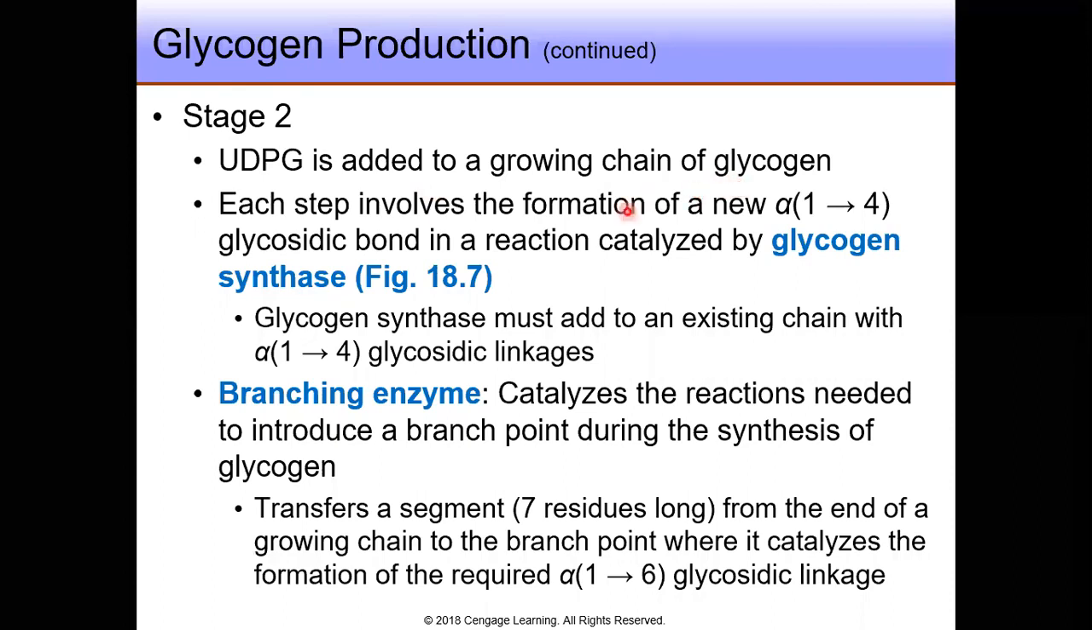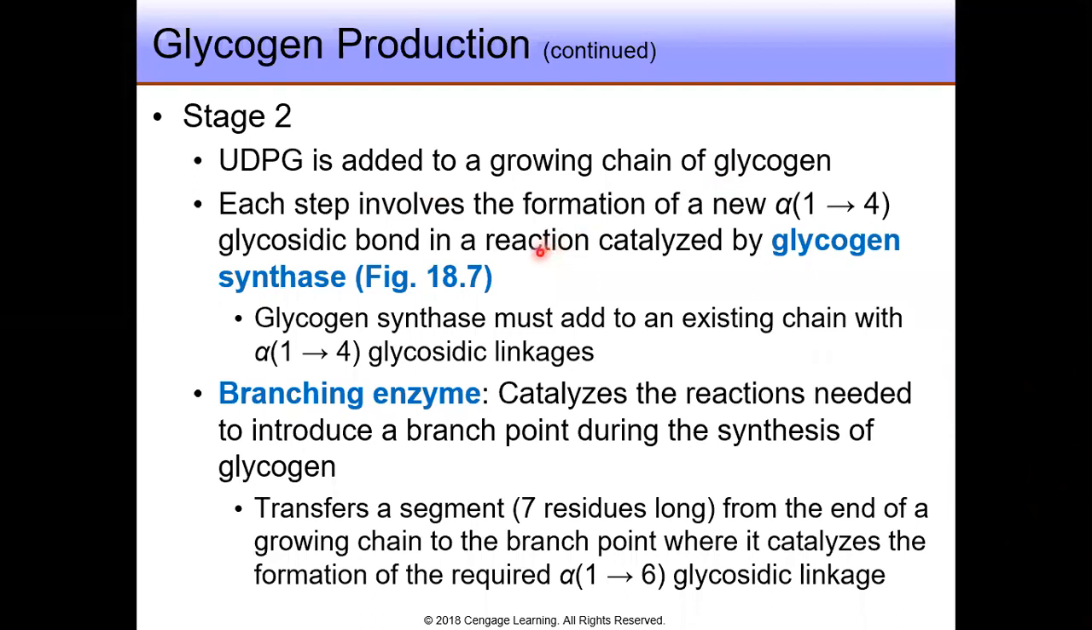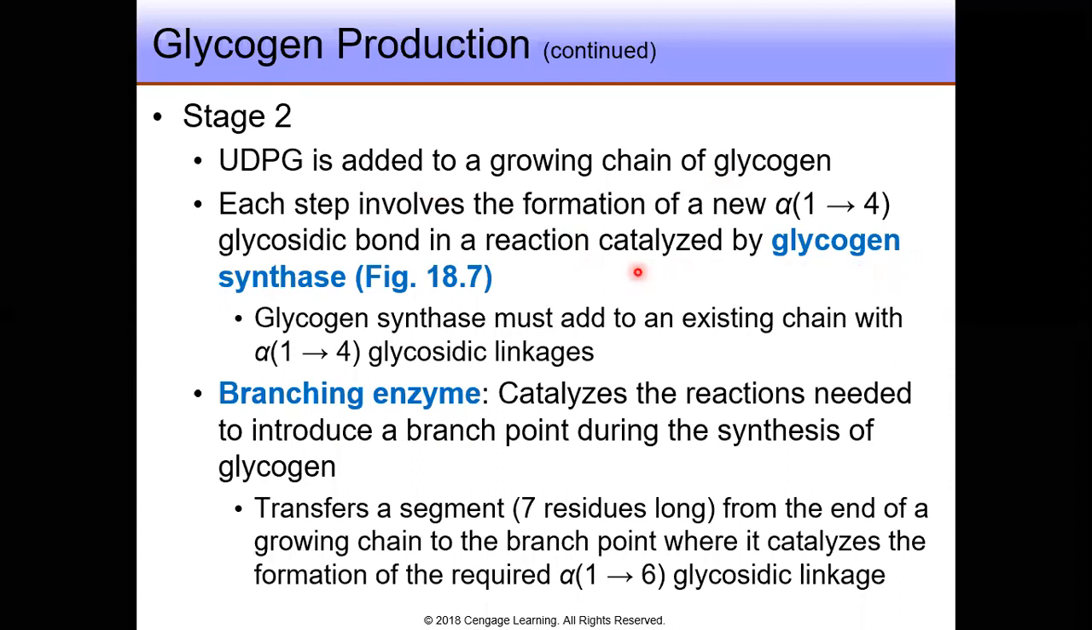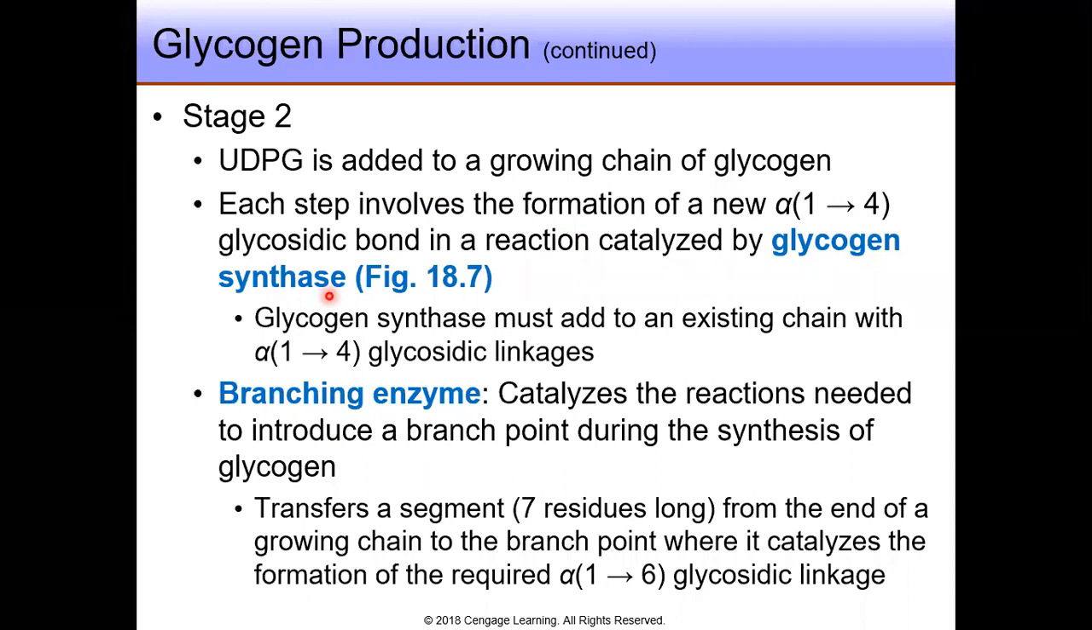Now, each step involves formation of a new alpha-1,4 glycosidic bond catalyzed by the enzyme called glycogen synthase. Now, this enzyme cannot simply form a bond between two isolated glucose molecules. No, it must add to an existing chain with alpha-1,4 glycosidic linkages. Now, the initiation of glycogen synthesis requires a primer.